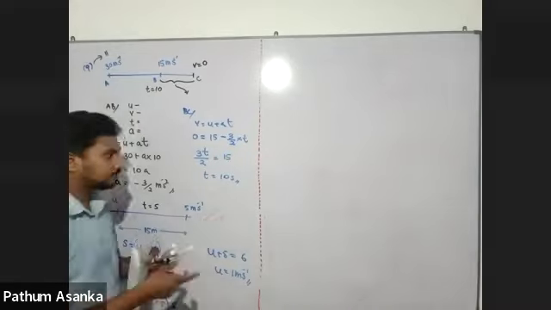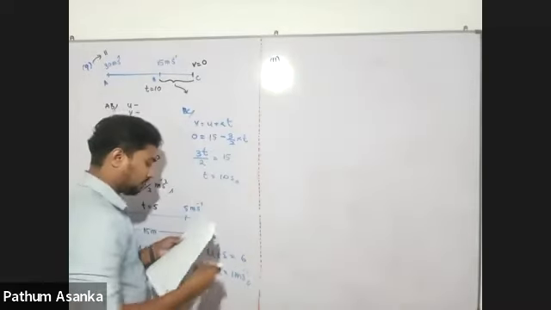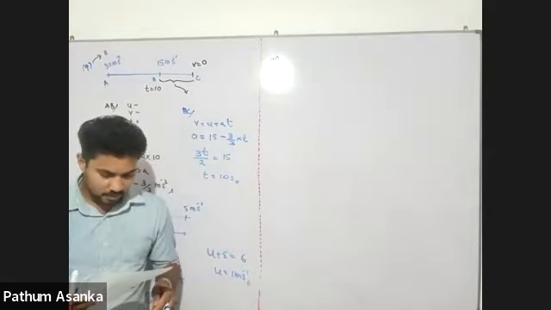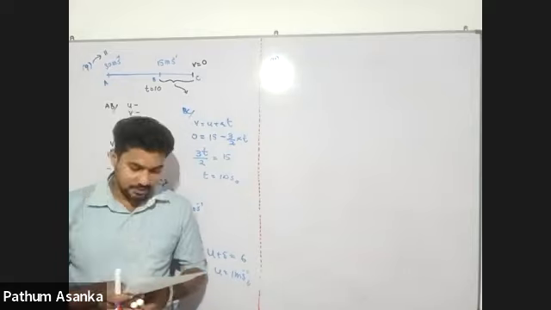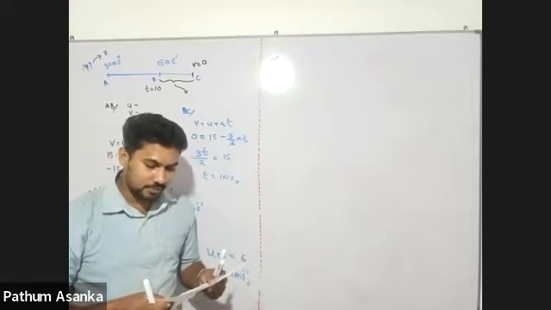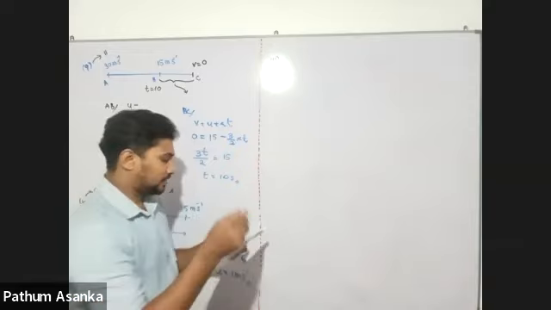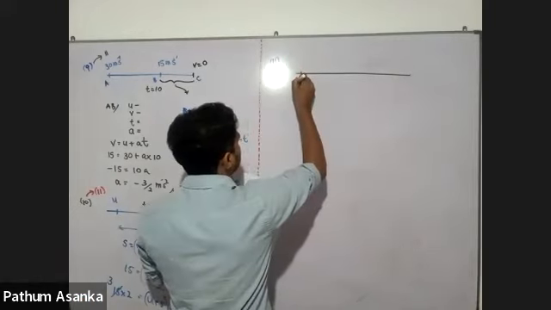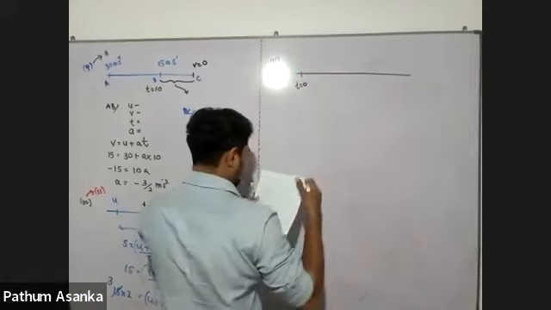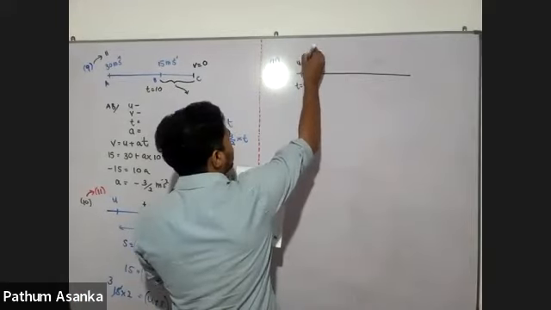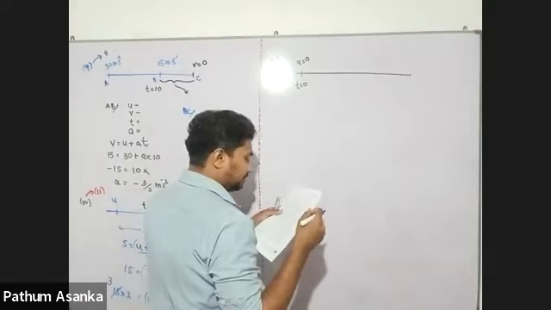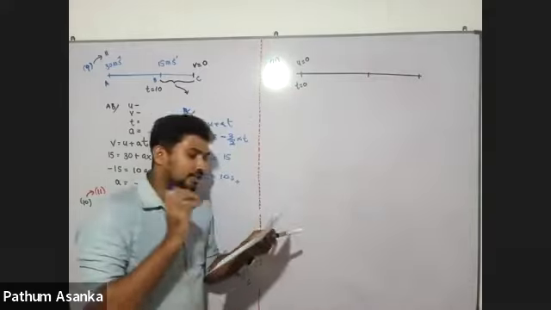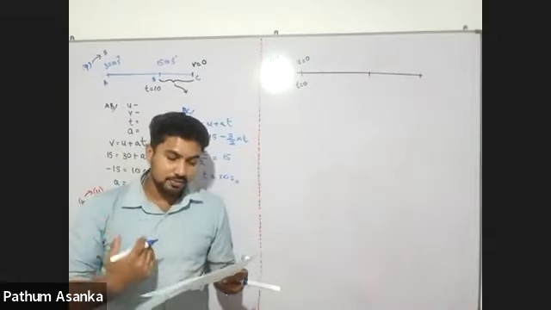Okay, the 11th one. An object initiated the motion at rest and uniformly accelerated and travels a distance of 90 meters in the fifth second. So this motion is initiated with zero velocity, and then they mention that the 90 meters distance is traveled within the fifth second.